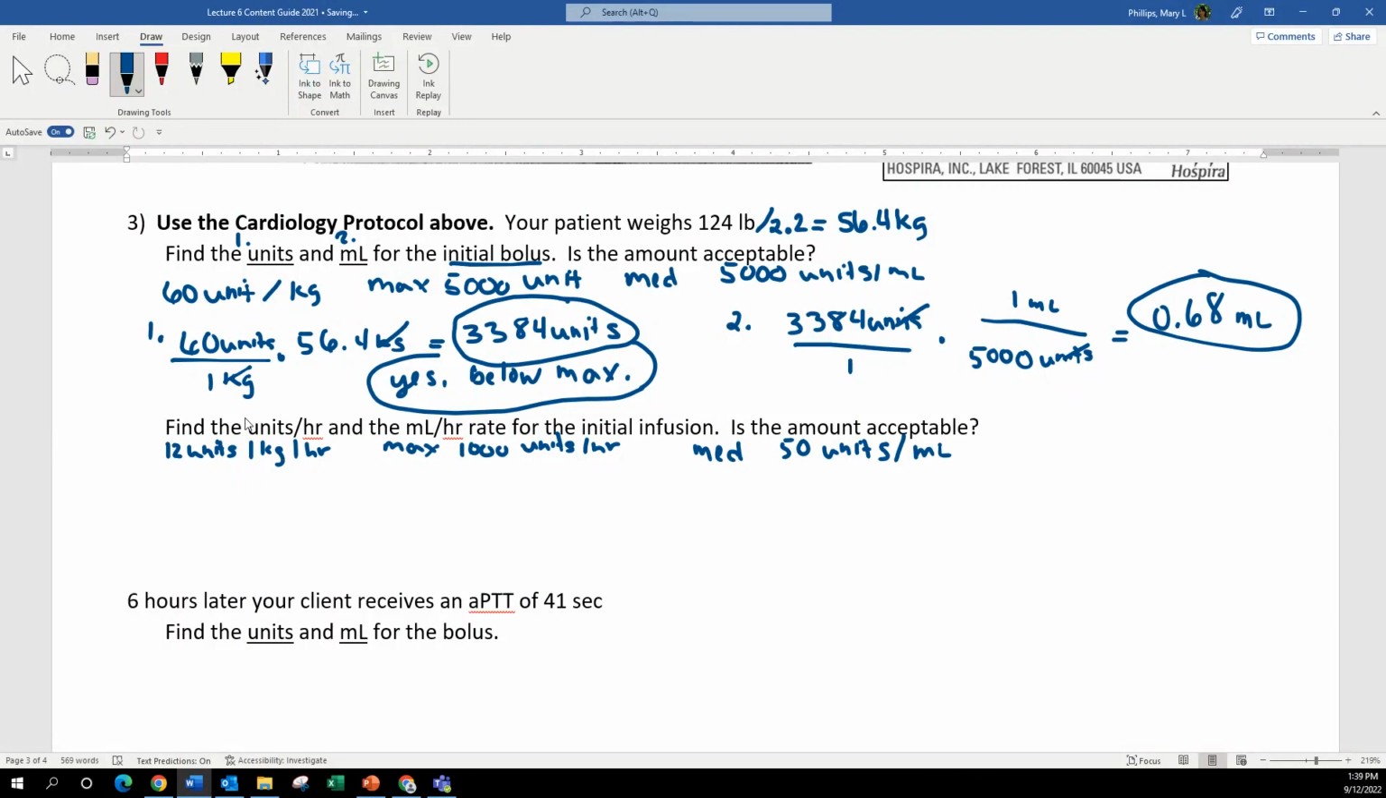So again, we have multiple questions. The first question I'm going to answer here is the units per hour. So I'll start with the 12 units, and that is for 1 kilogram over the course of an hour. But our patient weighs a lot more, so I'll multiply by their 56.4 kilograms, which we got at the beginning when we converted their weight. That will cancel just the label of kilograms. Everything else will stay. So on my calculator, I get 676.8 units per hour.